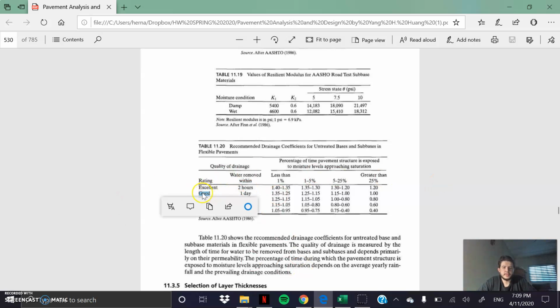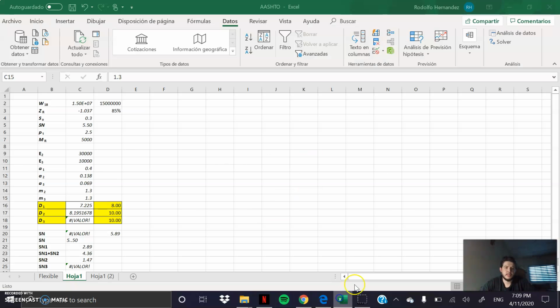And we go here. It's a good drainage rating. And since it's Phoenix, it doesn't rain a lot or never rains. I decided to use less than 1%, and I go here. And 1.35. I use in between this number to not go to the far extreme of this table. So I plot here 1.3, and that's it. That's all that we need here to calculate the thickness.